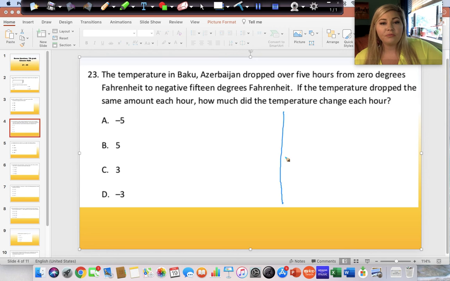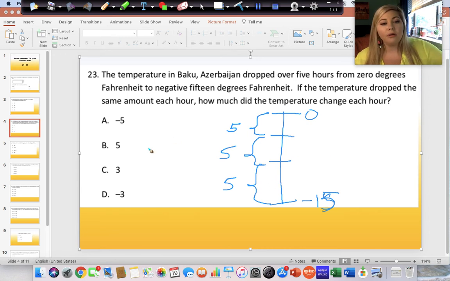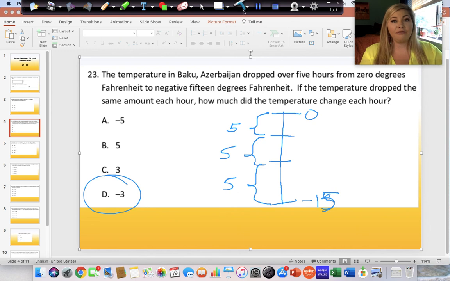So from 0 to negative 15, okay, and we've got 5 hours. Well, if we're counting by fives, that's going to be in groups of 3, right? 5, 10, 15, right? So groups of 3. So it would be 3 degrees each hour. But we are going down, remember? So it's going to be a negative 3. So negative 3 degrees each hour for 5 hours gives us negative 15.